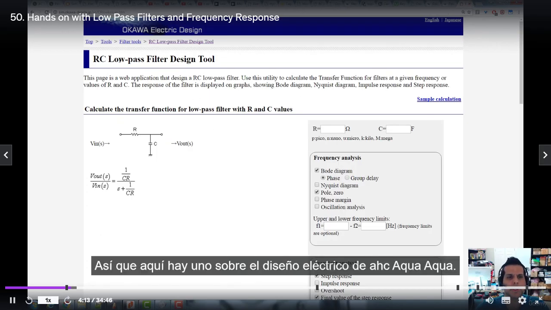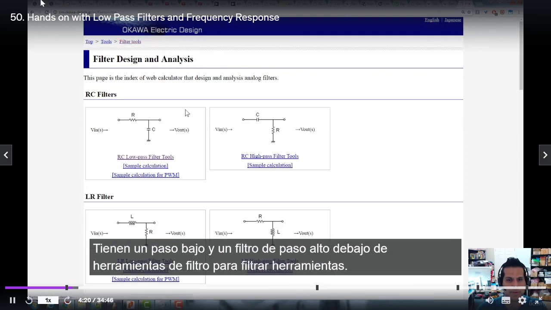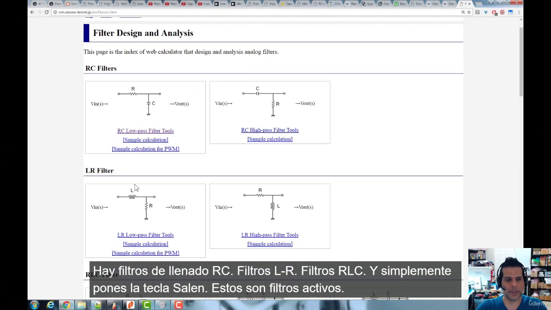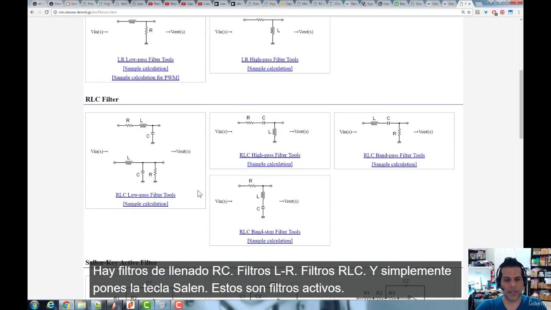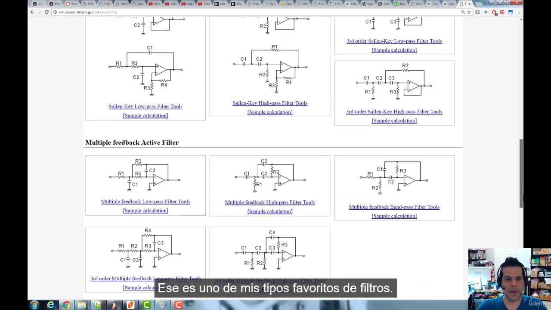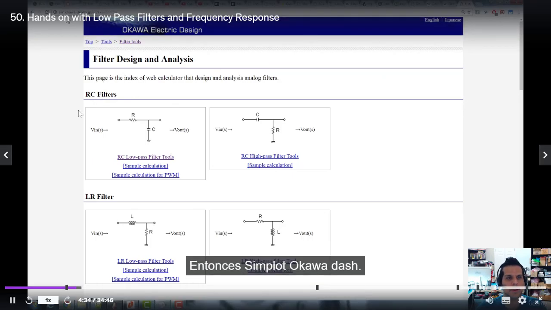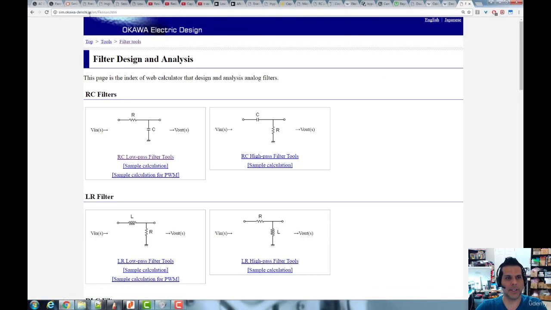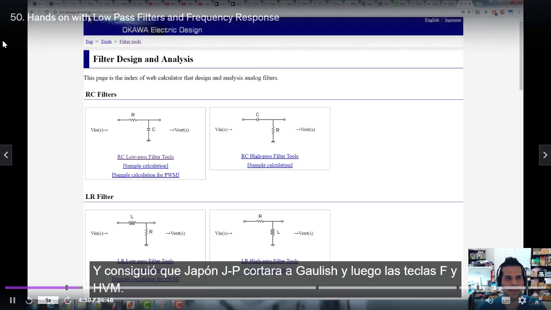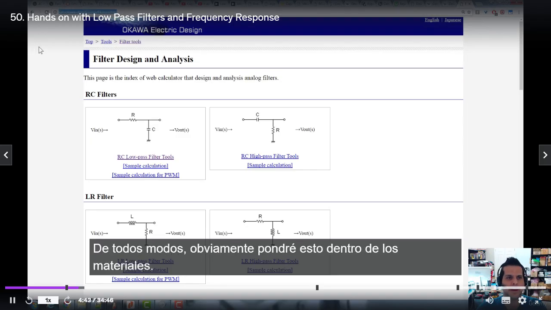So I went through them, and as a matter of fact, I think I already have this page. Yeah. So here's one on Aqua Electric Design. They've got a low pass and a high pass filter under filter tools. If you go to filter tools, there's RC filters, LR filters, RLC filters, and Sallen-Key. These are active filters, so that's one of my favorite kinds of filters. Lots of filters. So this is a really cool page. Anyway, I obviously will put this up inside of the materials.